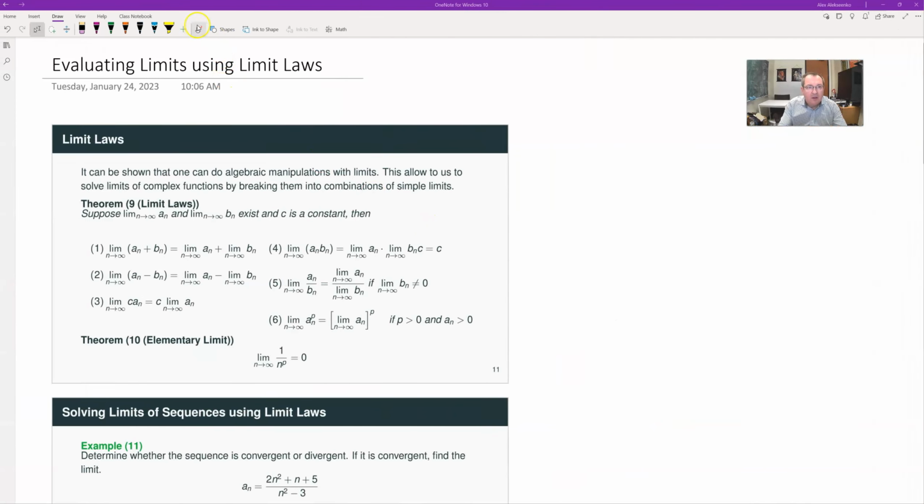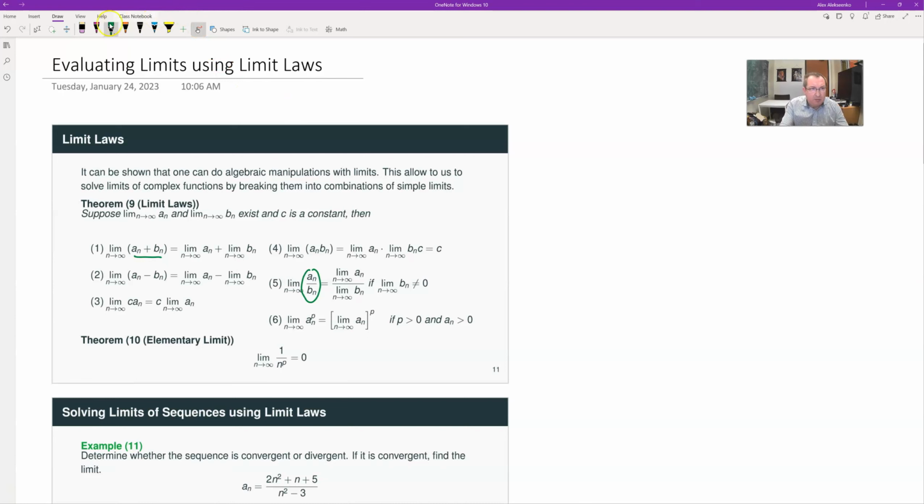Let's talk a little bit about mathematical tools that help us to evaluate limits. It turns out you can do algebraic manipulations with sequences. You can add them element by element. You can subtract them element by element. You can divide them element by element. And it turns out that limits of sequences respect arithmetic operations.